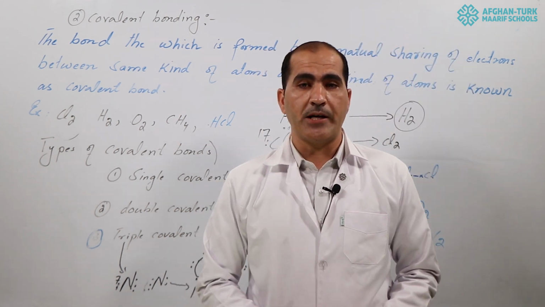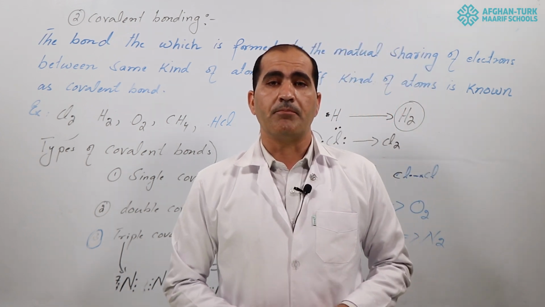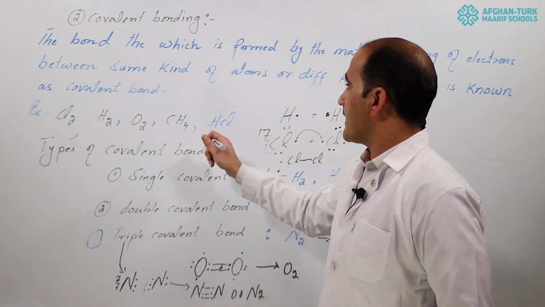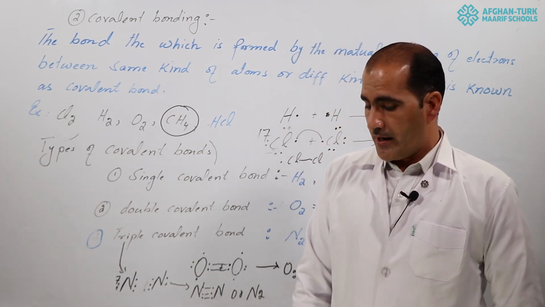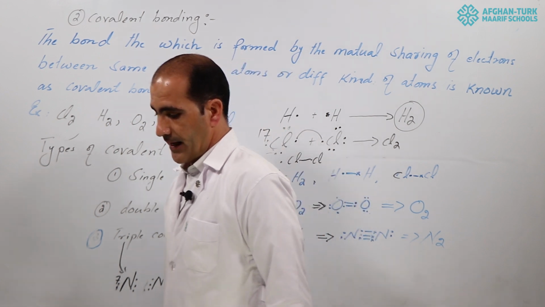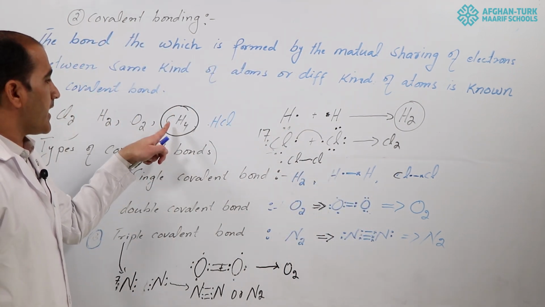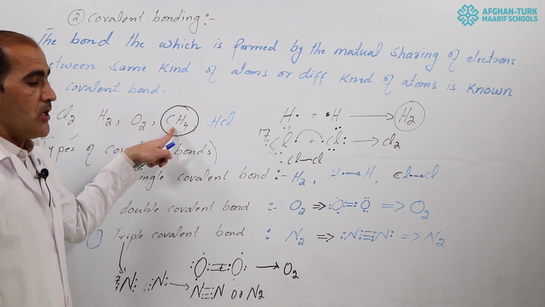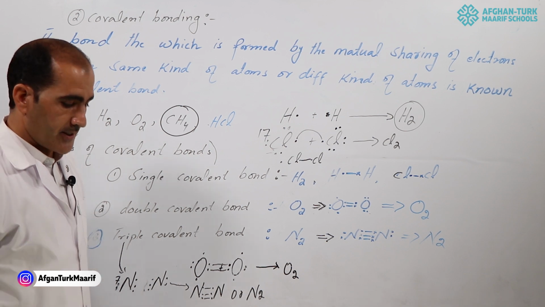This covalent bond is very important because in organic chemistry, all the organic compounds are covalent in nature. For example, here you can see CH4. CH4 is the first member of the alkane family, and here we also have covalent bonds. We will talk about organic compounds in detail in the coming classes.